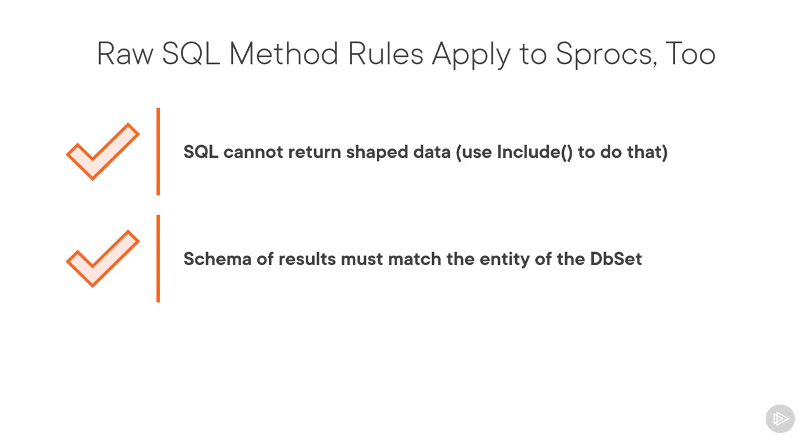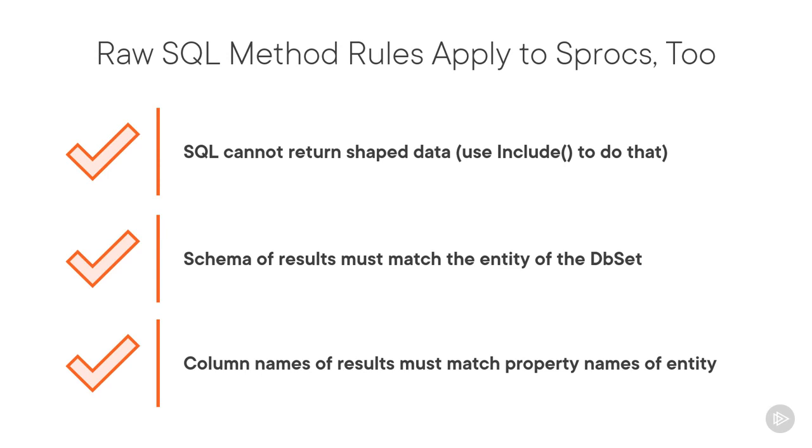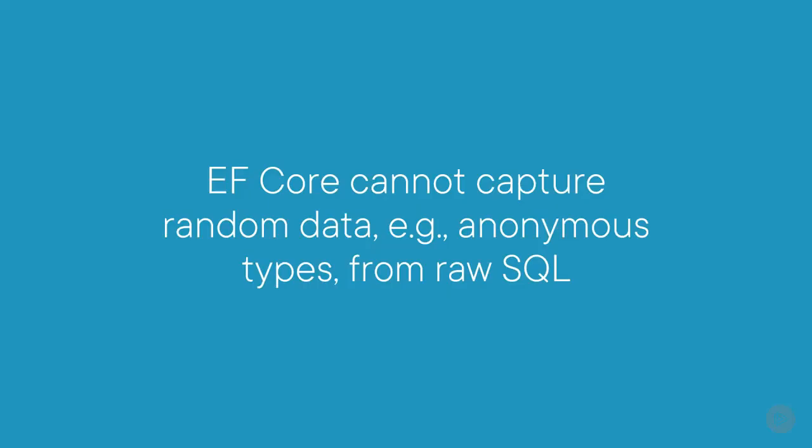Because I'm querying from the Authors DbSet, the shape of the result of the procedure must match the Author type, not just in the properties, but also the column names need to match the property names. That way, EF Core will know how to create the resulting objects. Being able to query stored procedures that return randomly shaped data into an anonymous type has been on our wish list for a while, but it's not supported yet. You have to use a DbSet, which predefines the types that it anticipates.